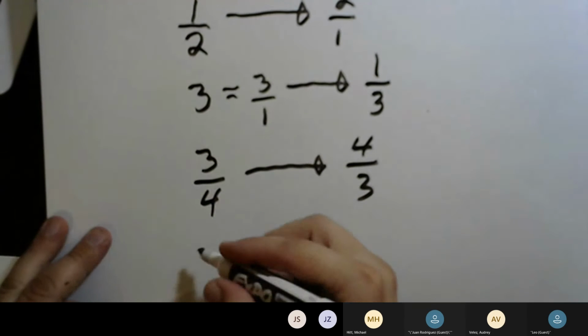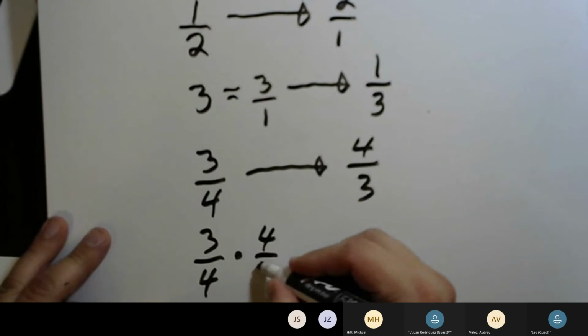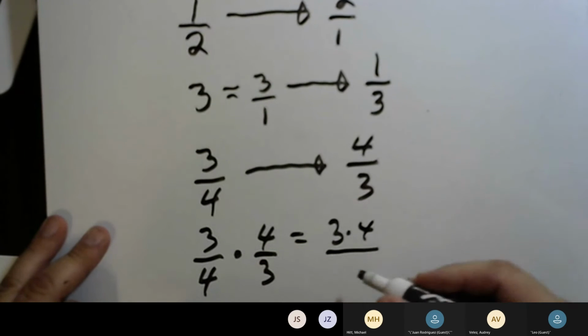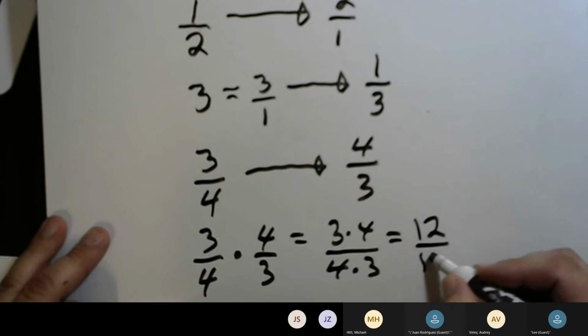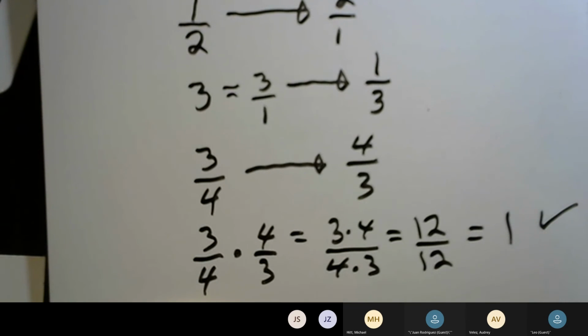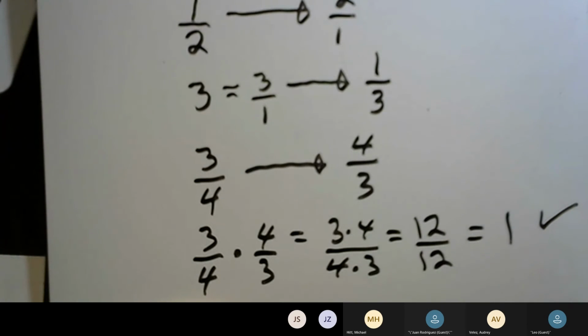Finally, for 3/4, take 3/4 times its reciprocal. We get 3 times 4, or 4 times 3. That's 12/12. And sure enough, you get 1. So the trick's valid. You take a number times its reciprocal, you get 1. So how does this help us with algebra? Let me show you. So any questions about this? All right.